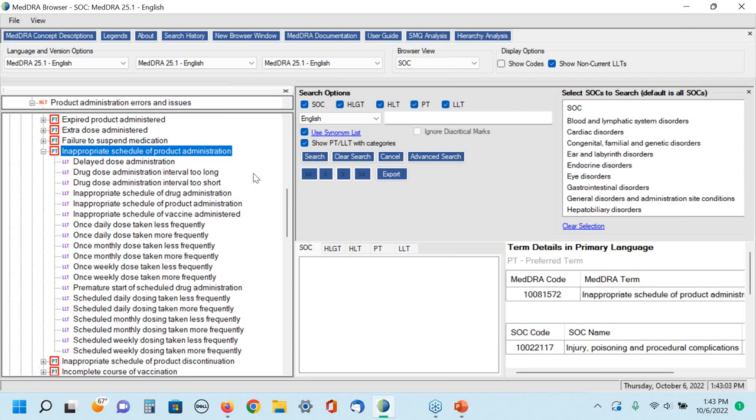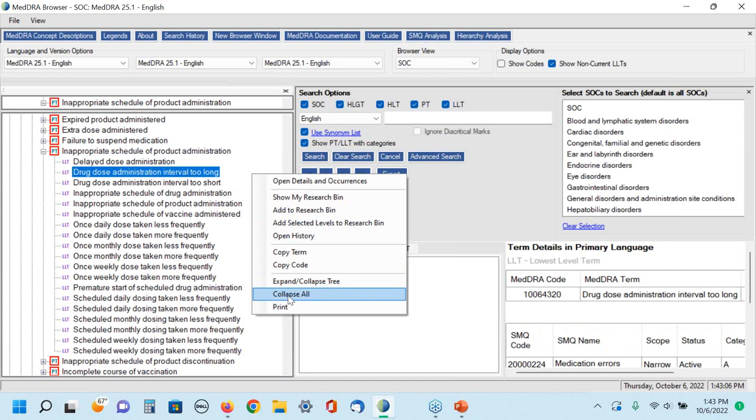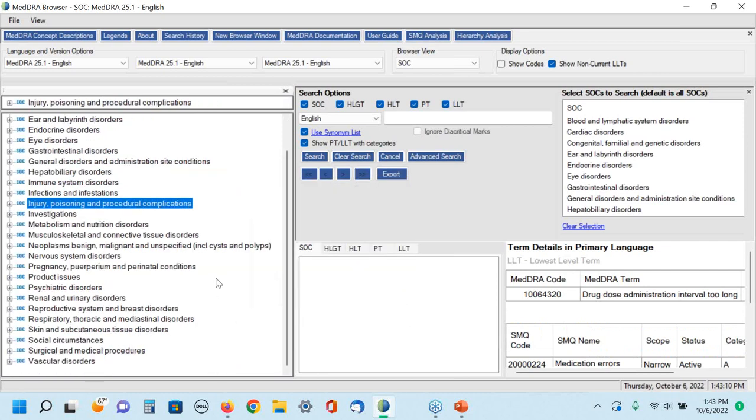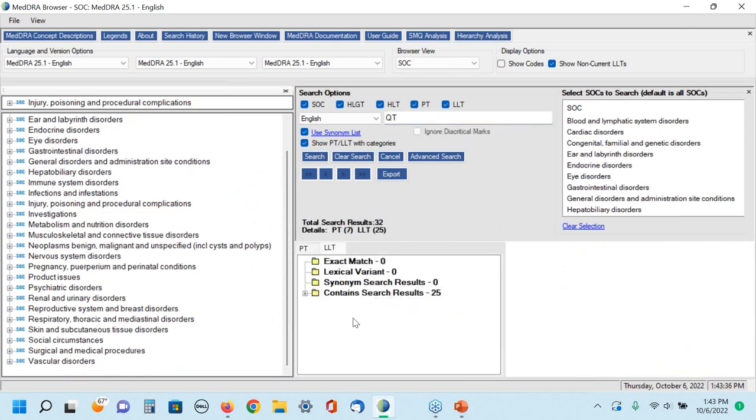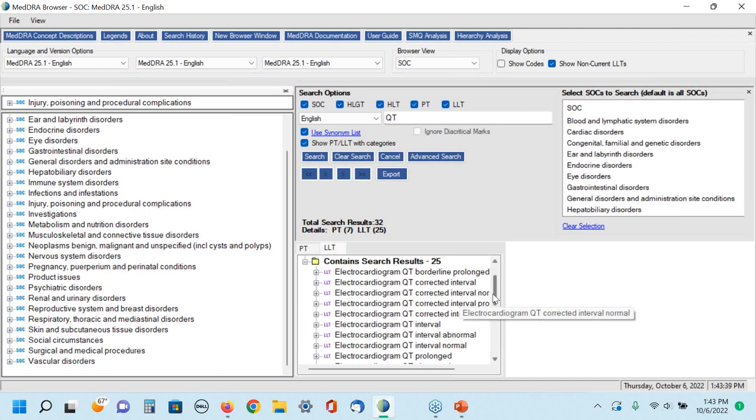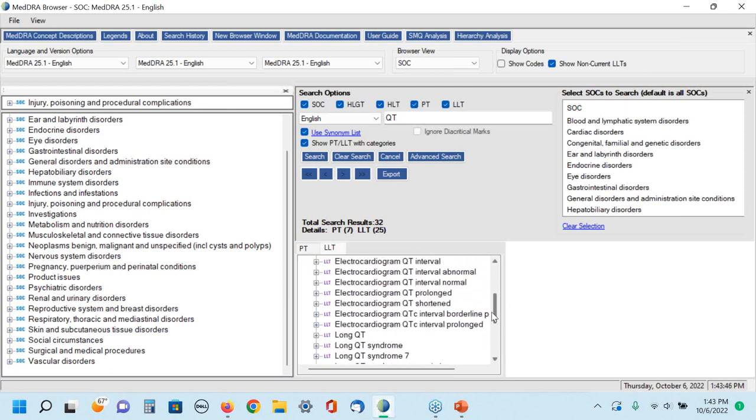Now, having done that part of it, the second question becomes, what about the problem that occurred, which was the QTC problem? What kind of problem is it? We need to know that this is an investigation term. And therefore, to find that one, we could go into the investigation SOC. We could go into the investigation SOC in a couple of different ways. We could, for instance, say QT and search. But then we're going to end up with 25 terms at an LLT level that we would search through, trying to find whether there is one that seems to fit the bill of what went on here, which was prolongation of the QTC.